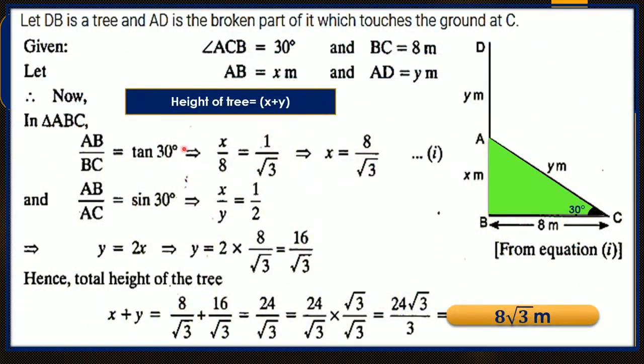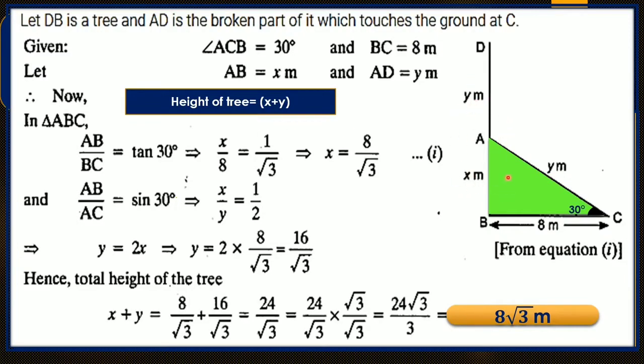So here you can observe, consider this figure. BD is a tree and AD is a broken part which touches the ground at point C. So it means AD is equal to AC. Now let this angle be 30 degree, BC as 8 meter, and consider this AB as x meter and value of AD and AC as y meter. Now we have to find the height of tree. So height of tree means x plus y.